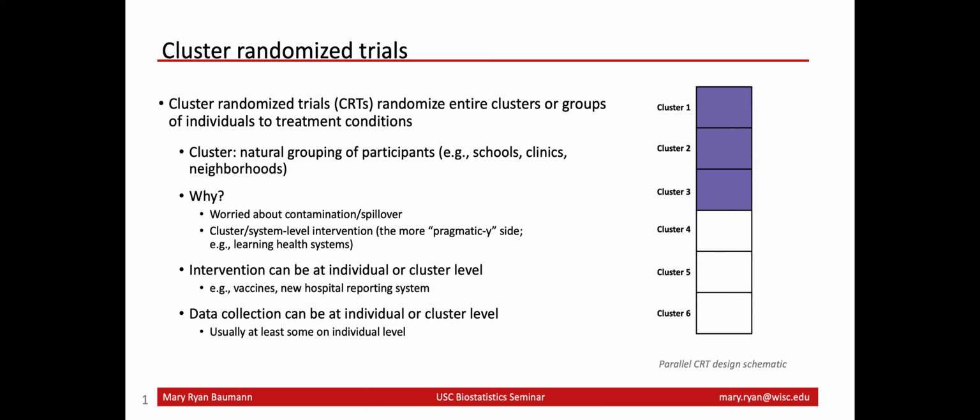Where I tend to work more often is in the motivation of where we're really testing cluster or system level interventions. You're still interested in how these interventions influence individual level outcomes, but they're interventions or conditions that can really only be implemented at the top down level. I label this as the more pragmatic side of cluster randomized trials, and you can think of those as your learning health systems kinds of trials. So like I mentioned, intervention can be at the individual level or the cluster level, even though you're randomizing at the cluster level. And then data collection is usually happening at both the individual and the cluster level.